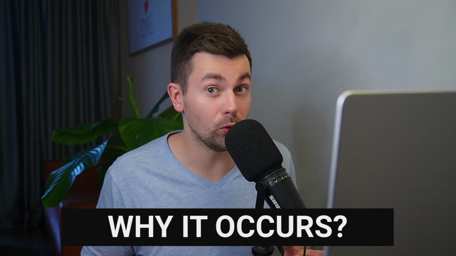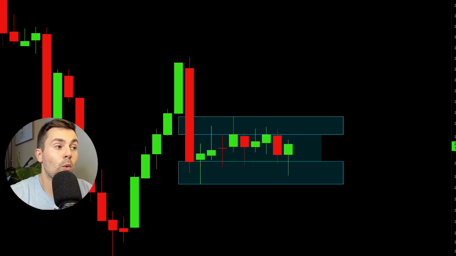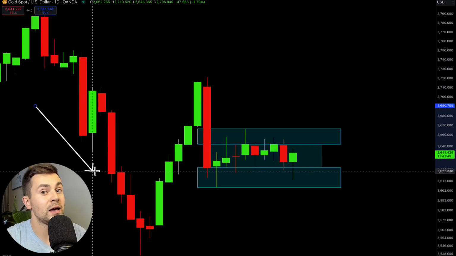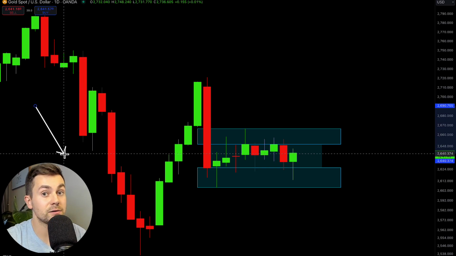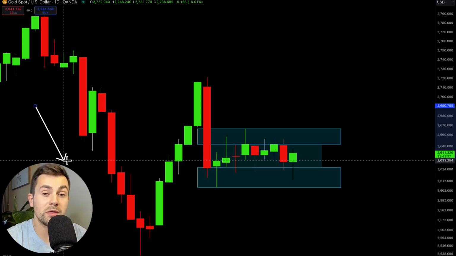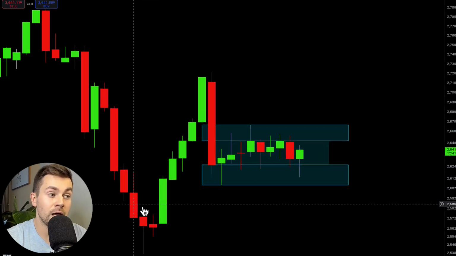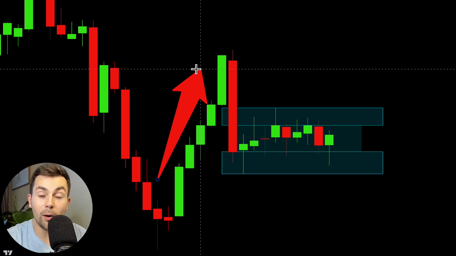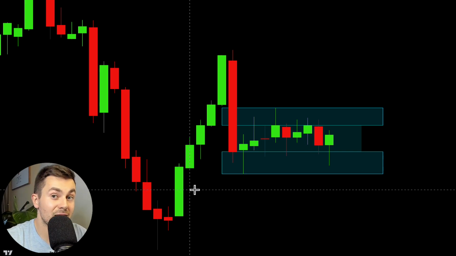And what does the consolidation mean and why does it occur? It's all about the supply and demand on the market. When you see a strong bearish movement on the market, it signifies the selling imbalance. It signifies that the supply is stronger than the demand on the market, and the excess of supply pushes the prices lower. When the market starts growing, it signifies that there's a bullish buying imbalance on the market, and the market is growing because of the excess of demand.